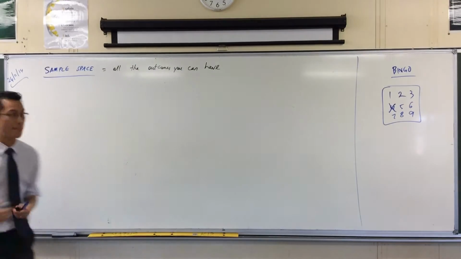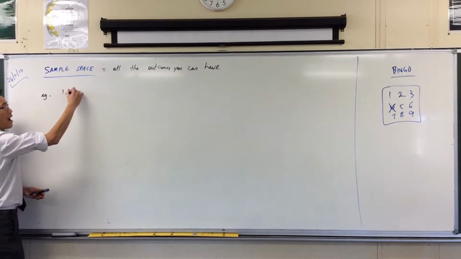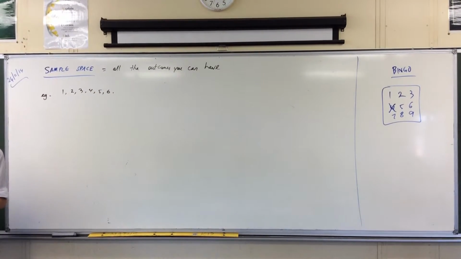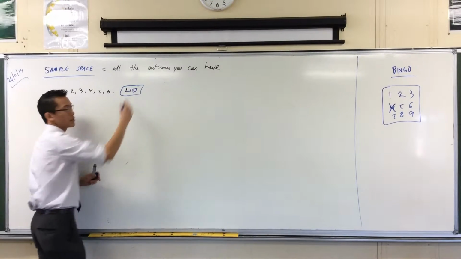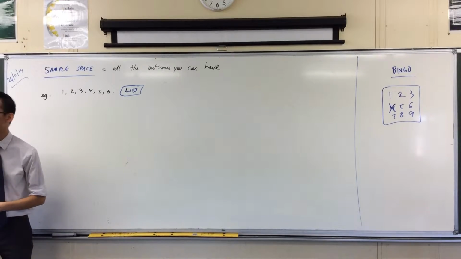Let's just give a quick example. If you were just rolling one die, how big's the sample space for one die? 6. And because 6 is a small number, I can literally just list out what the options are. There you go. There's the sample space as a list. That's important. Listing out is really good because then you can see everything in front of you and you can work out exactly what's happening.